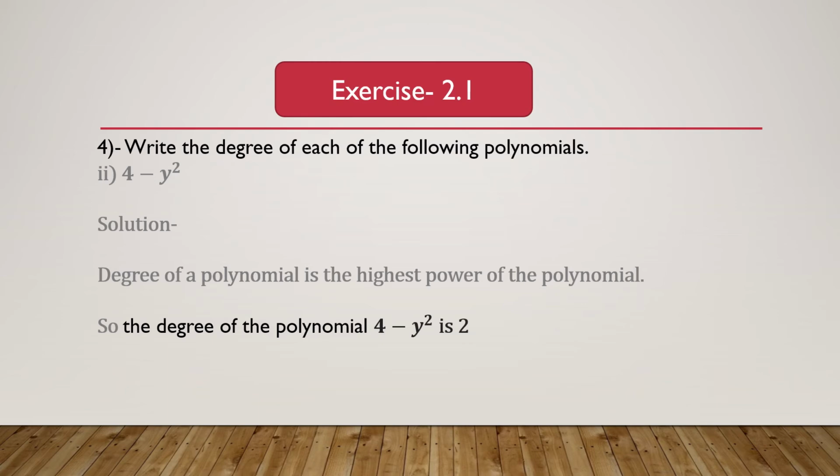Now the second bit. The second bit is 4 minus y square. Here the degree, or highest power of this polynomial, is 2, y square. The degree of this polynomial 4 minus y square is 2.